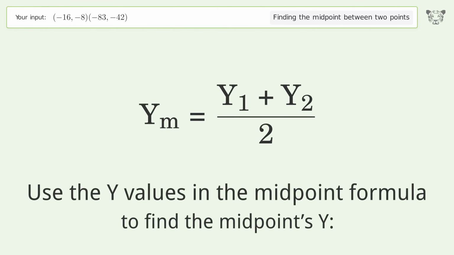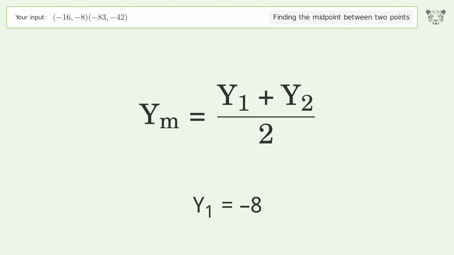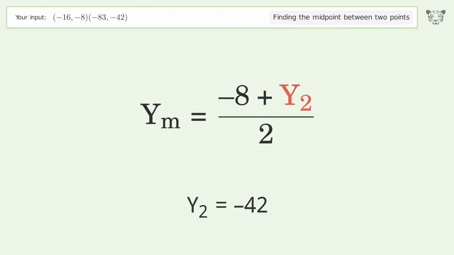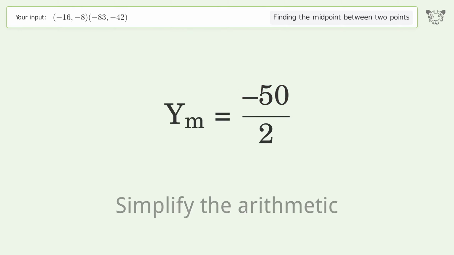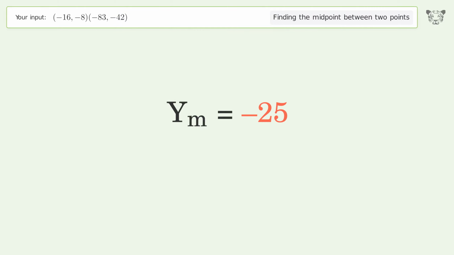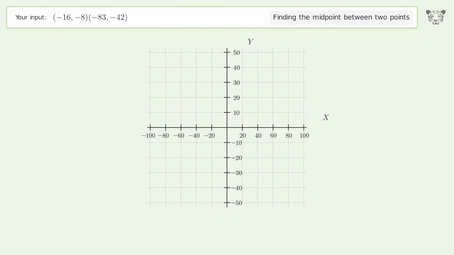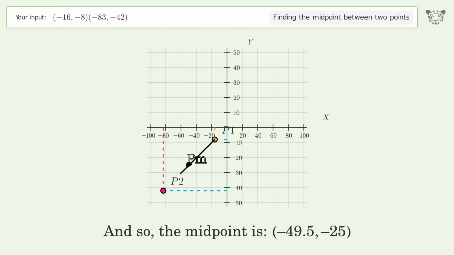Use the y values in the midpoint formula to find the midpoints y. y1 equals -8. y2 equals -42. Simplify the arithmetic. And so, the midpoint is, -49.5, -25.